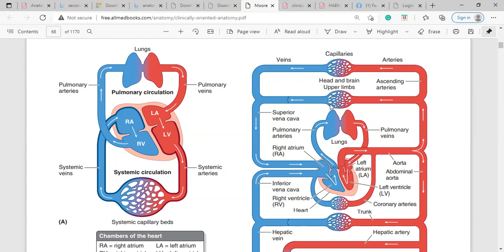So these smaller veins are the venules. These venules join together to form the large vein. Now we said arteries divide to form arterioles, while smaller veins join to form the big vein. These smaller ones here are called venules. They join to form the big vein. And the largest of these big veins are the superior vena cava and the inferior vena cava.